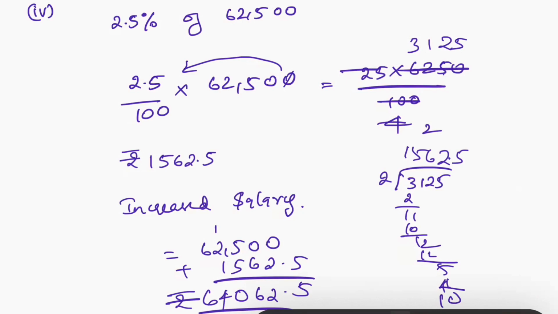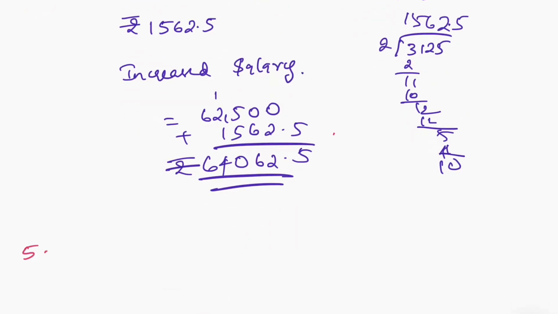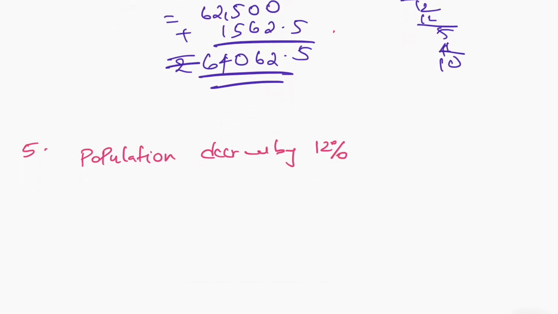Now let me do the first number 5. The population of a village decreased by 12%. The original population is given, equal to 25,000. Find the population after decrease.